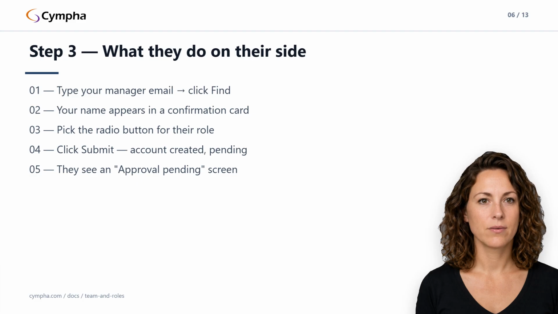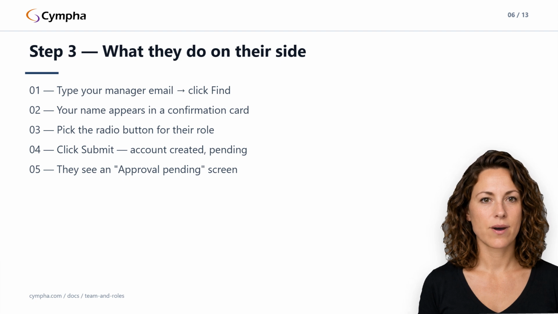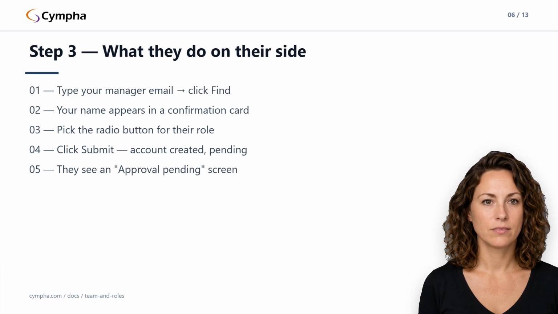Their account is created in a pending state, and they see an approval pending screen explaining that you have to approve them before they can take on work. If they picked AlignerBot, the subscription prompt fires first. And that's genuinely all they can do. From this moment, the ball is in your court. Now the 90 seconds you actually spend.